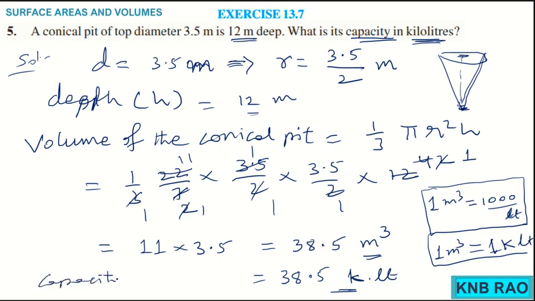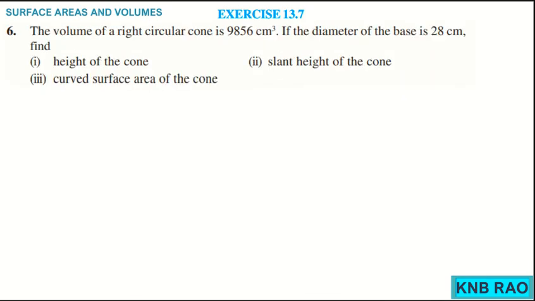So capacity of the conical pit. So this is how we conclude. Now moving on to question number 6. Children, in question number 6 you have got 3 sub questions where the volume of a right circular cone is given and diameter of the base is given. You are asked to find the height of the cone, slant height of the cone and CSA of the cone.